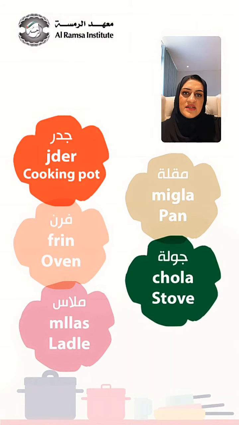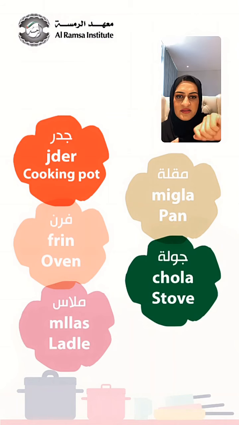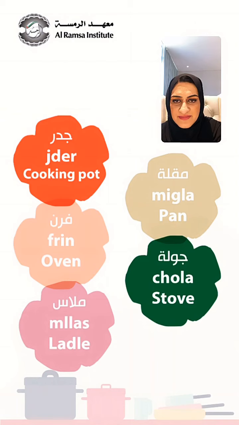And the last one, below in red color, is millas. Millas is the big spoon that you usually use to take the food from the jitter to the plate. It has different names: for liquid it's called مغرفة, but millas is usually for hard items like rice. Okay, millas. Tamam? Let's open the comments.